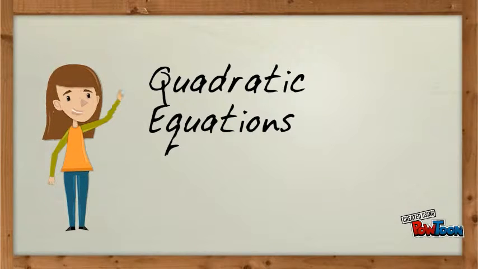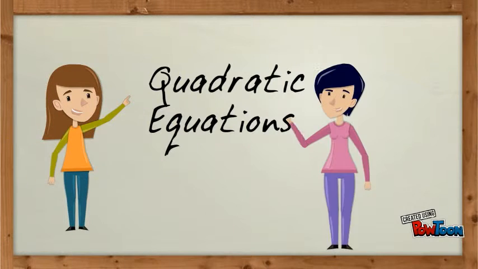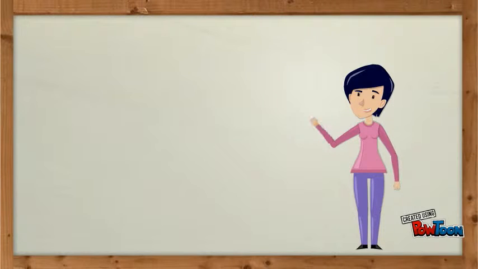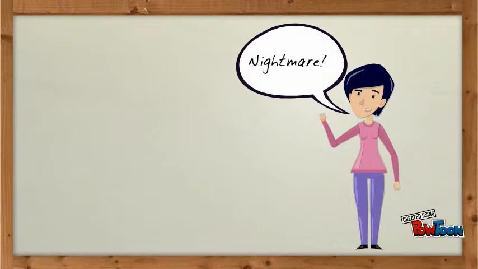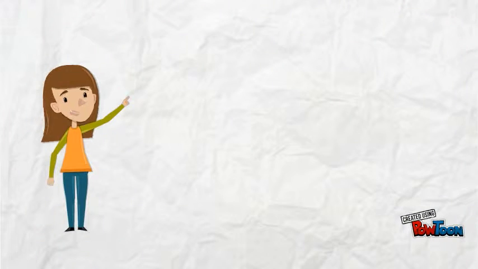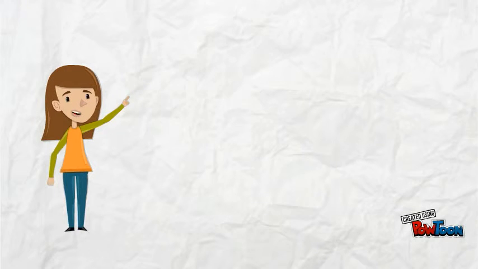I've got the hang of those quadratic equations now. I can multiply a bracket by a bracket and factorize too. You what? I can't even remember what a quadratic equation is. Nightmare! They're not so bad. Quadratic just means there's an x squared in it.